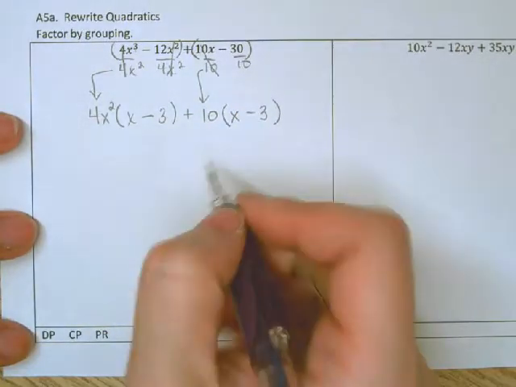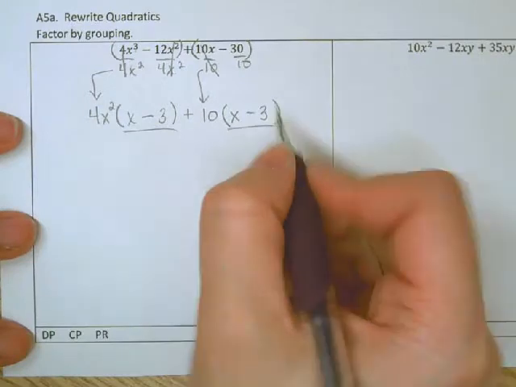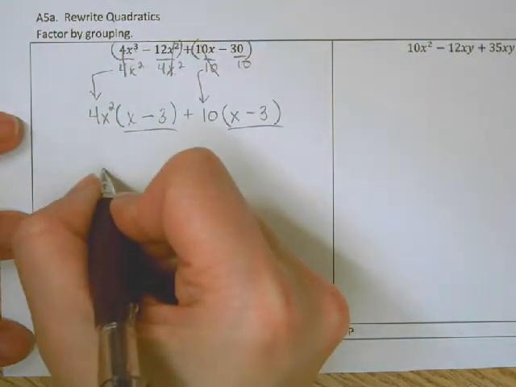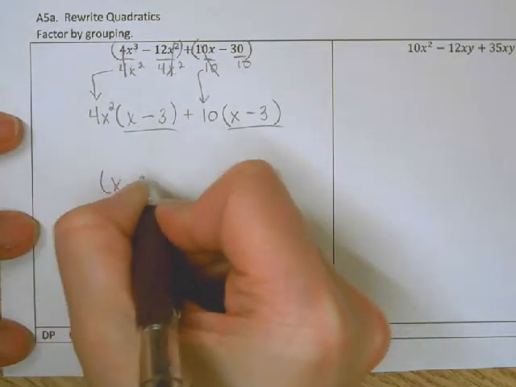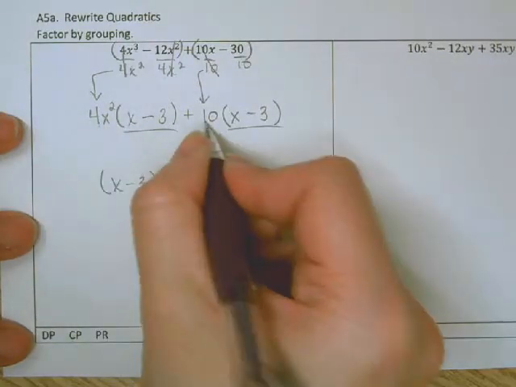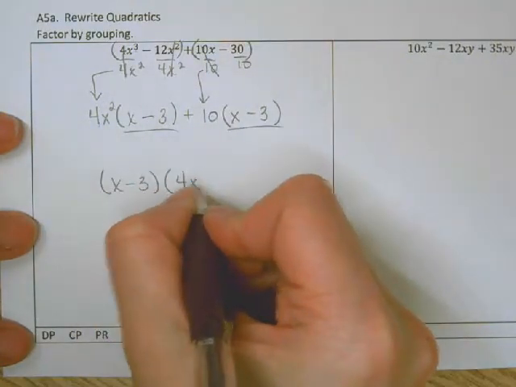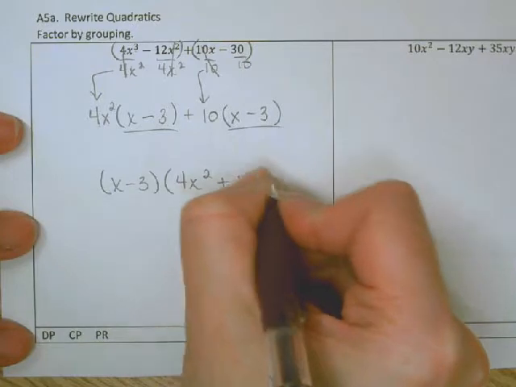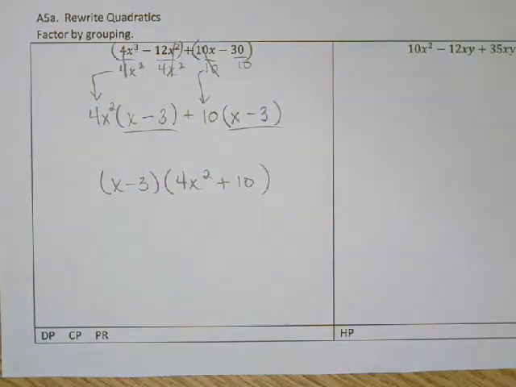So I have that common binomial factor, that x minus 3. I'm going to take that out and put it out front, x minus 3, and I'm left with 4x squared plus 10. And I don't have this one equaling anything. This is simply factoring by grouping. So that's the last skill you need on this test.